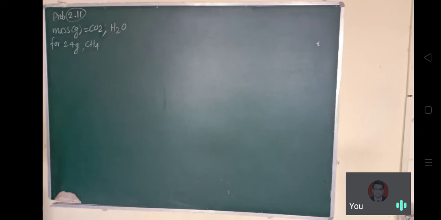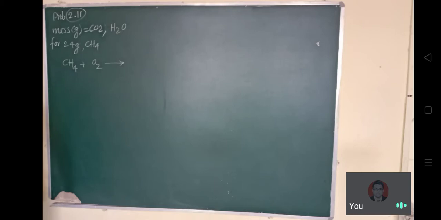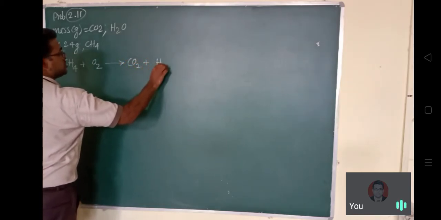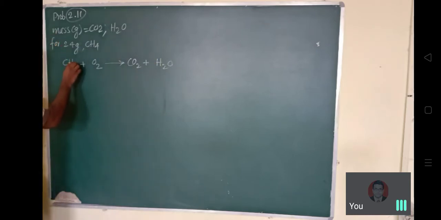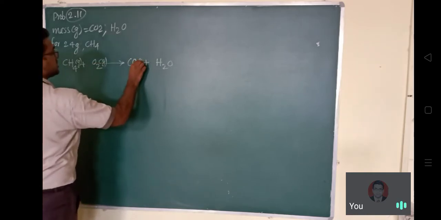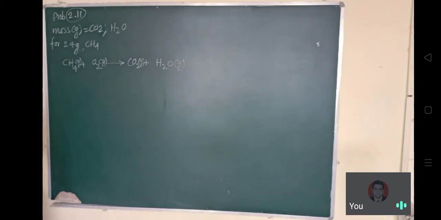So we know that when methane, CH4, combines with oxygen, in the combustion of methane gas in presence of oxygen, it gives rise to carbon dioxide, CO2, plus water, H2O. All are in a gaseous state: oxygen, carbon dioxide and water. So we'll have to balance this chemical equation to get the stoichiometric relation.